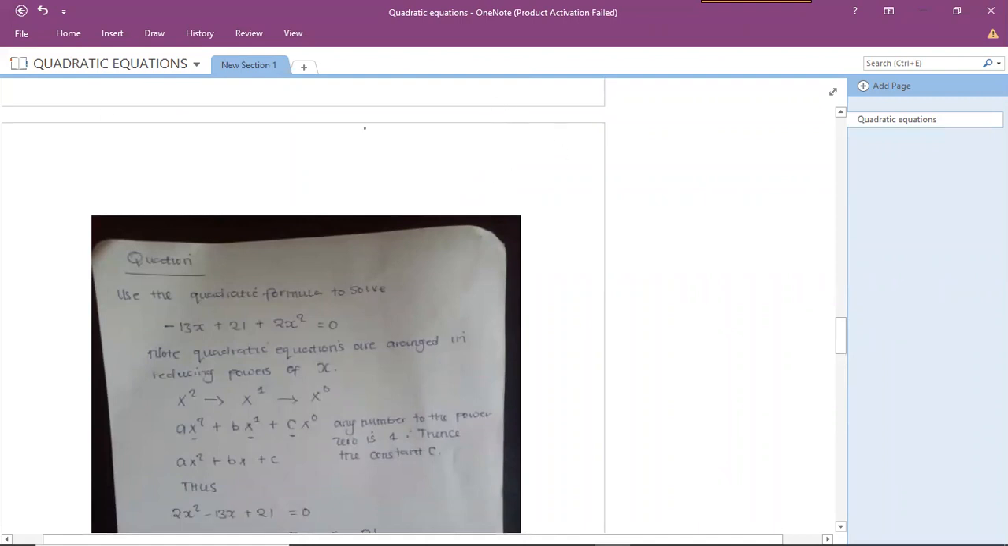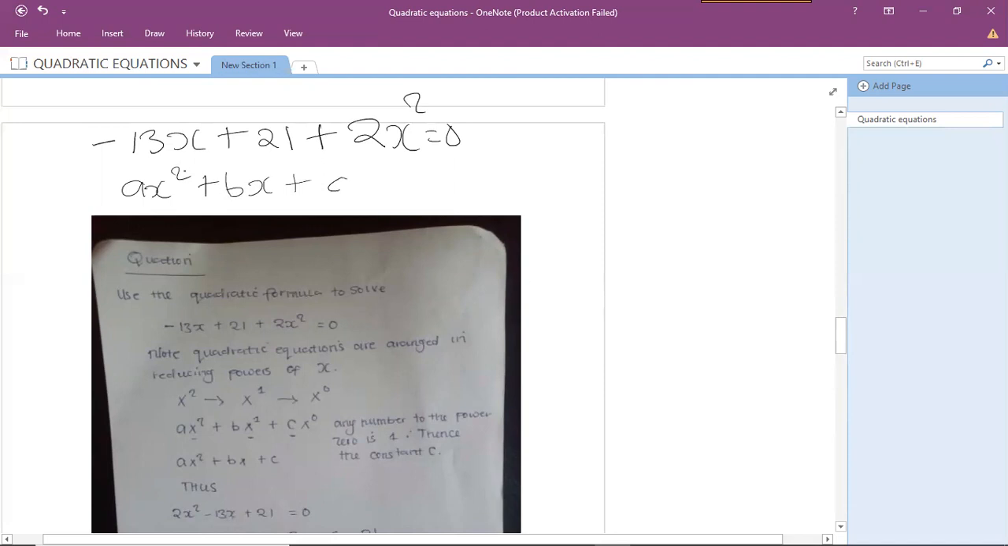It's saying solve using the formula minus 13x plus 21 plus 2x squared is equal to 0. So here we see that there is something wrong with this quadratic equation. It's not in order. So the first thing that you have to do is put it in order in terms of decreasing powers of x.